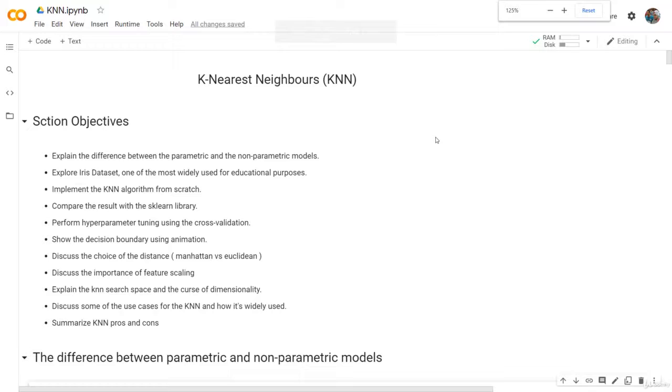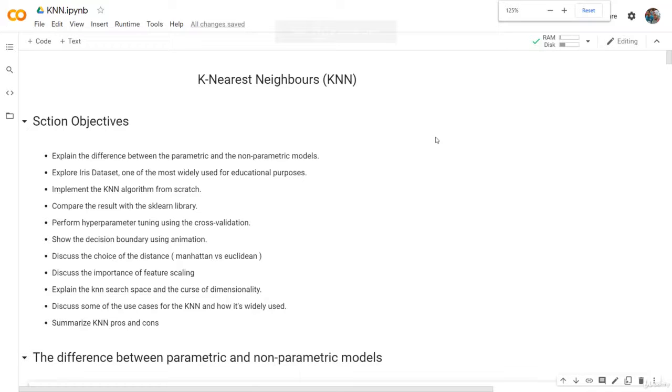After that, we are going to discuss the choice of the distance for the KNN, how we can calculate the distance, or we are going to calculate the Manhattan distance or the Euclidean distance, and we will understand what we mean exactly by Manhattan and by Euclidean. And then we are going to discuss the importance of feature scaling, and this is also very important for KNN. And it's also important for other machine learning algorithms, right?